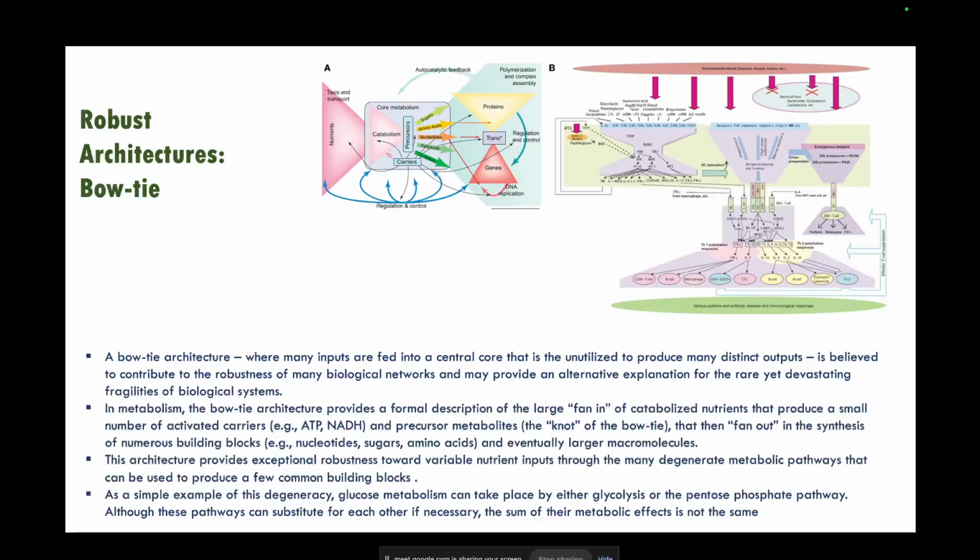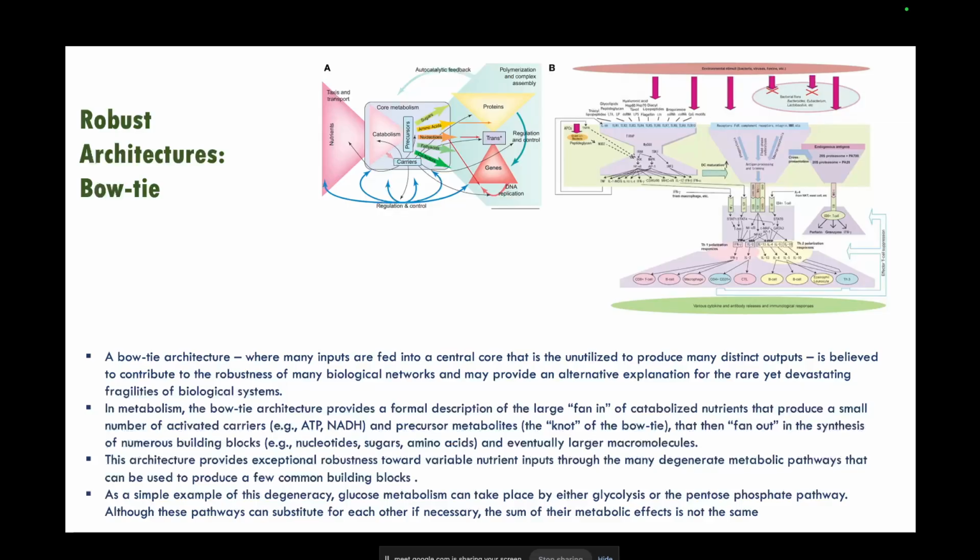Which is known as the bow tie architecture. So the idea is that you have big elements on top and big elements on the bottom, and you have a neck of the bow tie which connects the top and the bottom elements, and those are the most important parts of the architecture. Right. So in a bow tie architecture, many inputs are fed to a central core that is utilized to produce many distinct outputs. This is believed to contribute to robustness in many biological networks and may provide an alternative explanation for the rare yet devastating fragilities of biological systems.